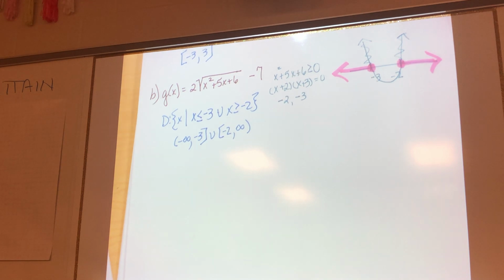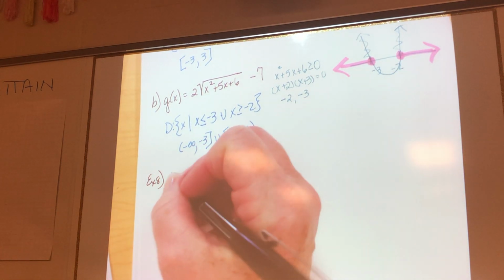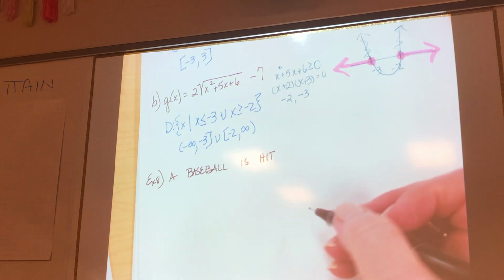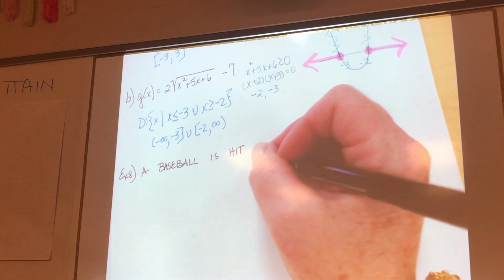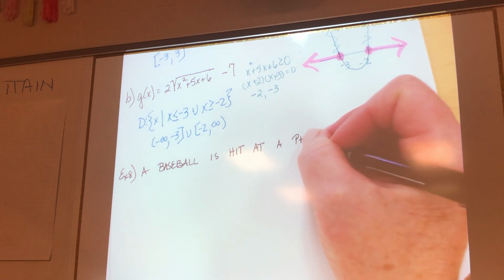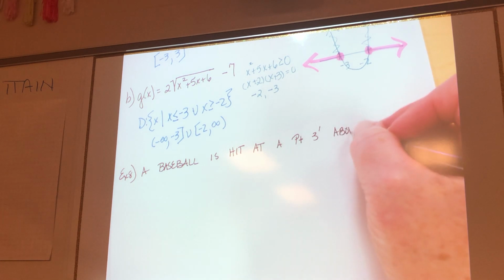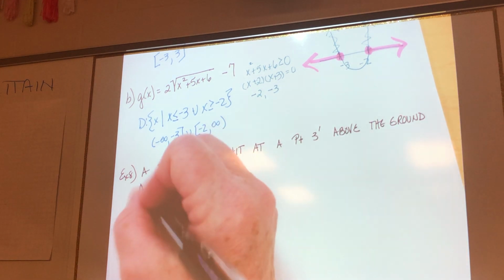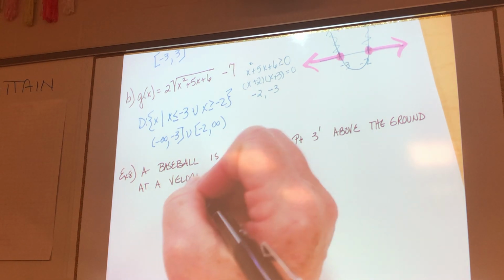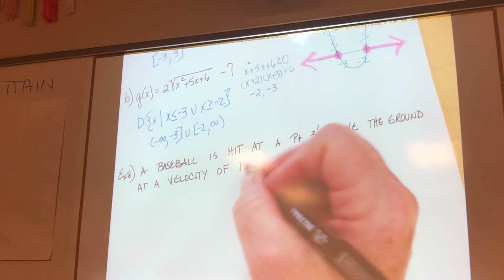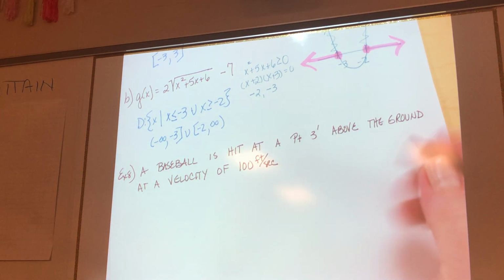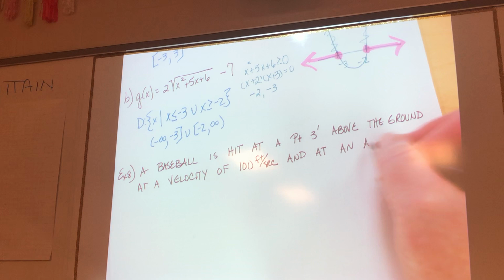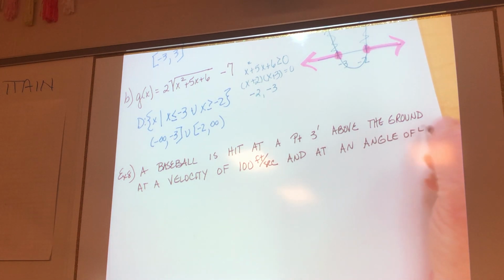All right, so here we go, example 8, last one. A baseball is hit at a point 3 feet above the ground, at a velocity of 100 feet per second, and at an angle of 45 degrees.